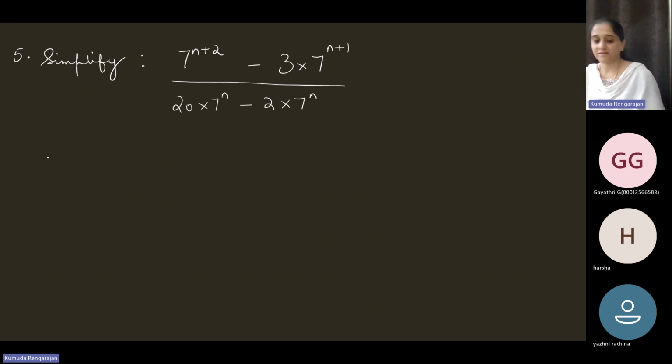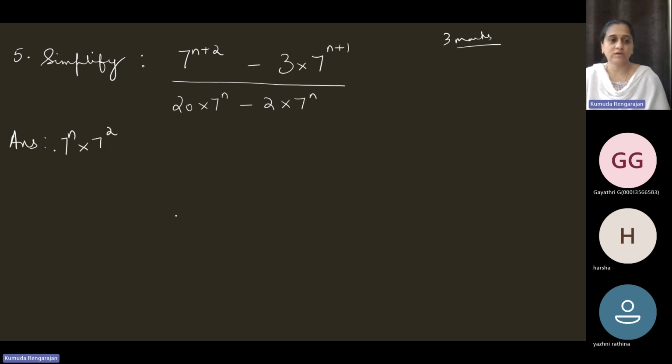Only steps correct. Okay. So see, the first step, this is for 3 marks. The first step is 7 to the power n into 7 to the power 2. See, in the power, what you see, n plus 2. So it should have been 7 to the power n into 7 to the power 2. Then the bases are same, 7, and it's multiplication. So you add the powers and that's when you get 7 to the power n plus 2, right? For all this, you should write the earlier step.